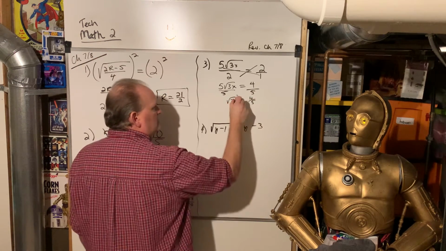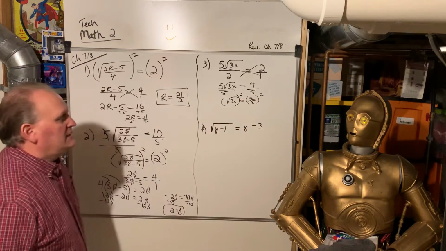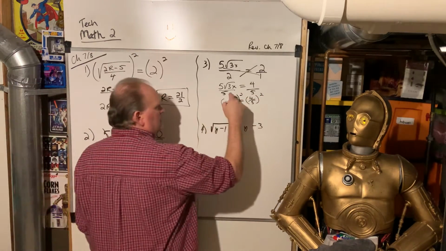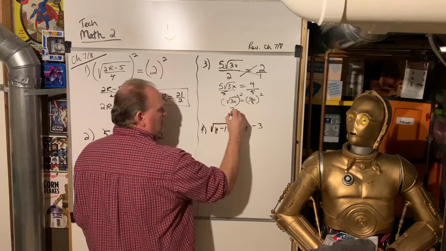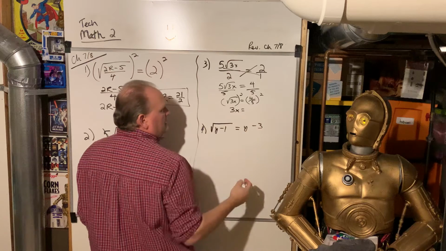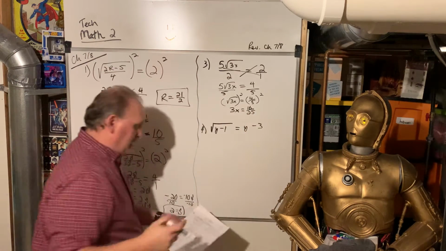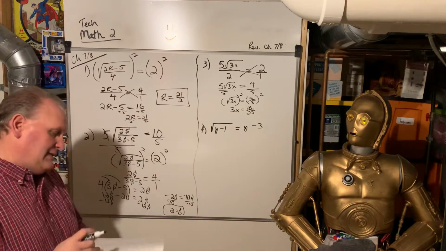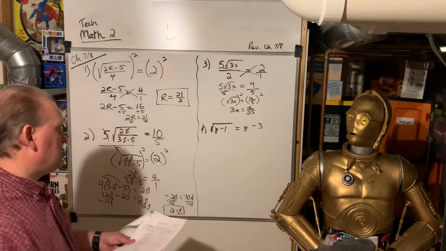And now square both sides. And so you have the square root of 3x squared, so the square root and the squared cancel each other off. You just have 3x. That's equal to 16 25ths. And again, you got to see if they want a decimal or if they want a fraction. It looks like they want a fraction for this one.